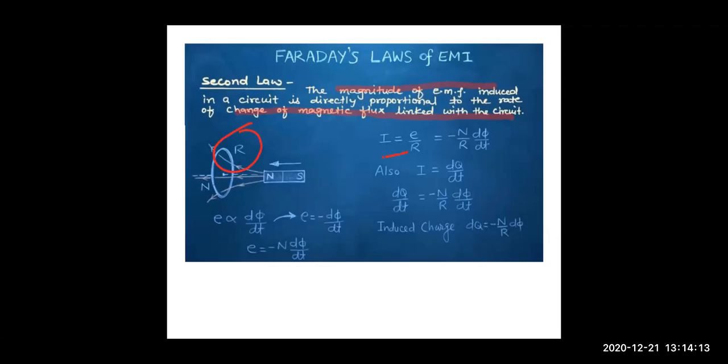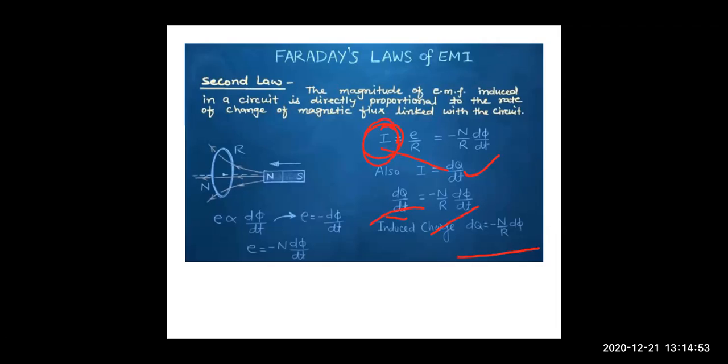Voltage, so E will come in place of V. And if we substitute the value of E over here, then it will be minus N dφ by dt upon R. Now this is your magnitude of induced current. Suppose we want to calculate the induced charge. So we know I equals dq by dt. If we replace I by dq by dt in minus N by R dφ by dt, then your dq will become minus N by R dφ.